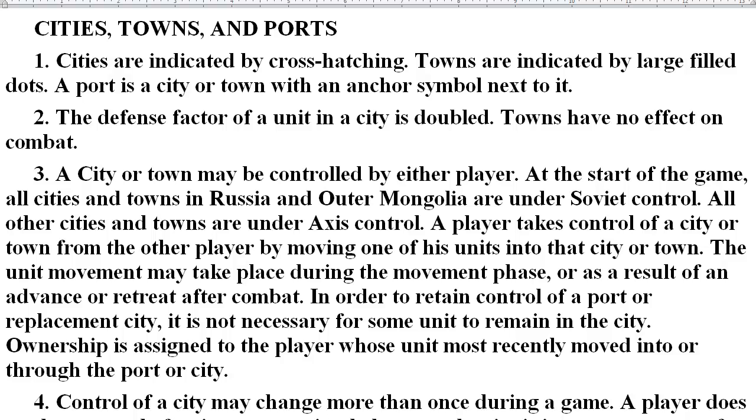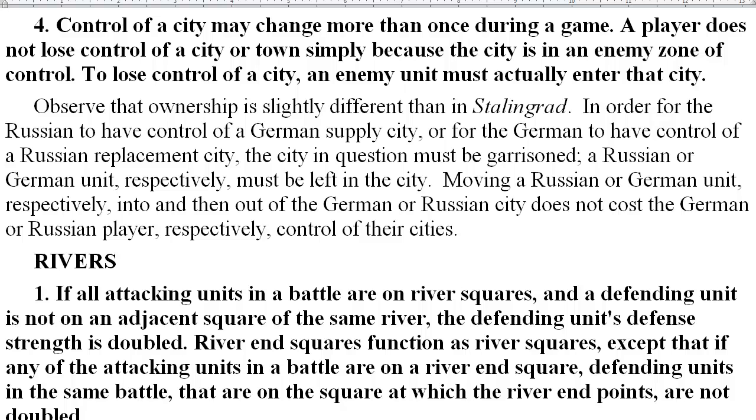To keep control of the city, you do not have to leave units in the square. Both sides had secret police detachments not visible on the map to take care of this. Ownership is determined by whoever most recently moved into the port or city, except for the cities and towns you started out with, which you automatically control at the start of the game. Putting a city or town in an enemy zone of control, as opposed to moving into it, does not cause the control of the city to change. In order to take control of a city for your side, you actually have to move a unit into it or have owned it from the start of the game.